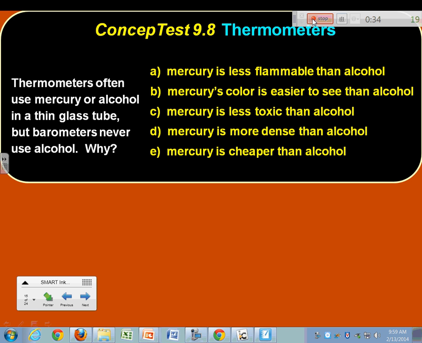Why do we use mercury in a barometer? All right, I'll stop at 105.